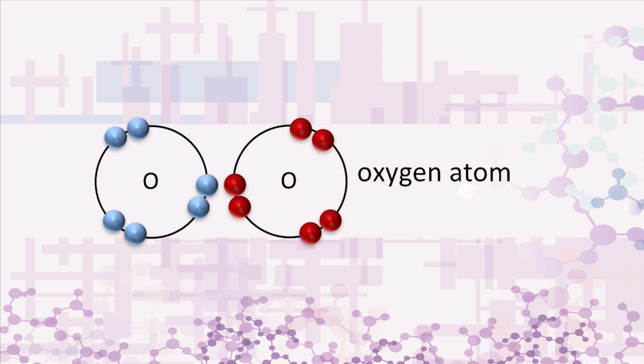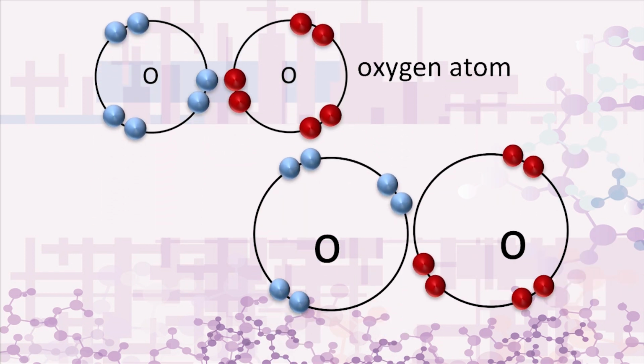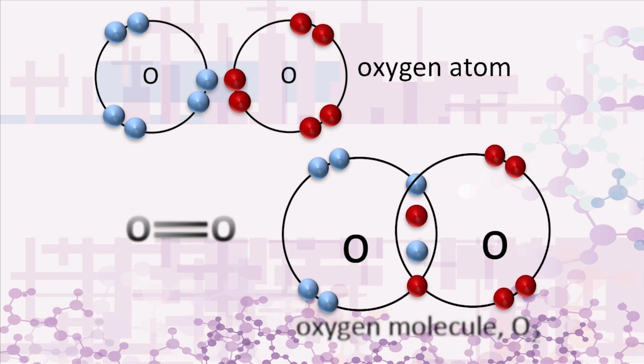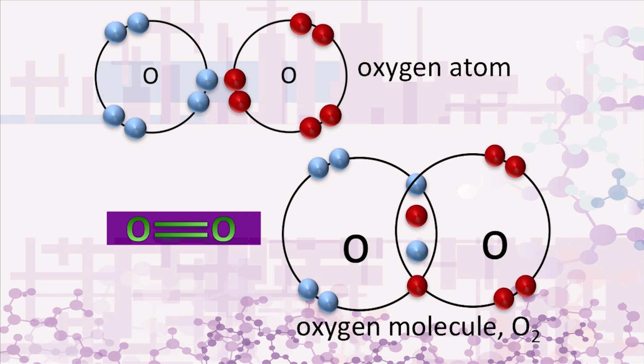So each oxygen atom needs 2 electrons to become stable, with a full outer shell of 8 electrons, like that of a neon atom, which is the nearest noble gas. An oxygen molecule therefore has 2 atoms sharing a total of 4 electrons. That's 2 pairs, so this is drawn as a double bond or 2 lines.